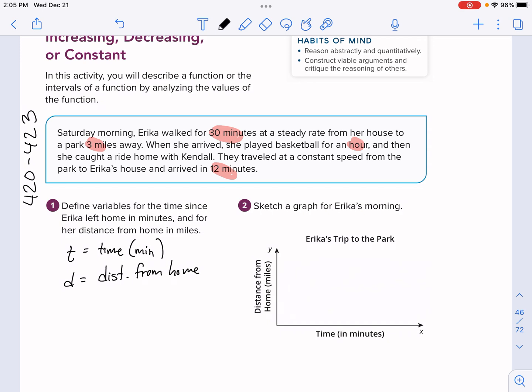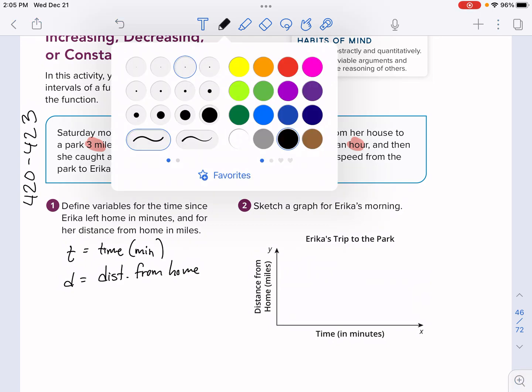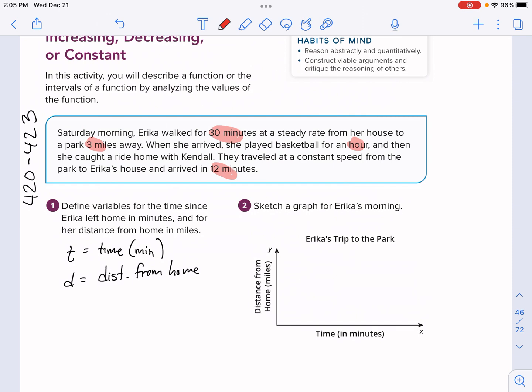So for number 2, it says sketch a graph for Erica's morning. We have our x-axis as time, y-axis in distance from home. We're going to have something that looks vaguely like this. We're going to have a line going up, a line that's kind of plateauing, and a line that's coming back down. All right. So this first part, I'll just call this part A, right?